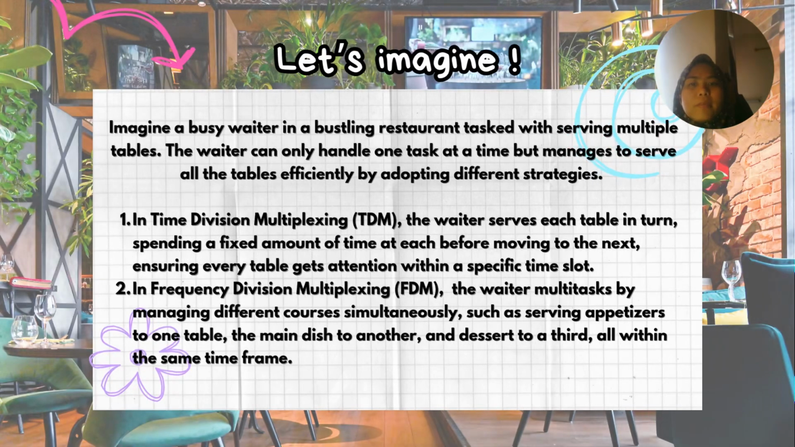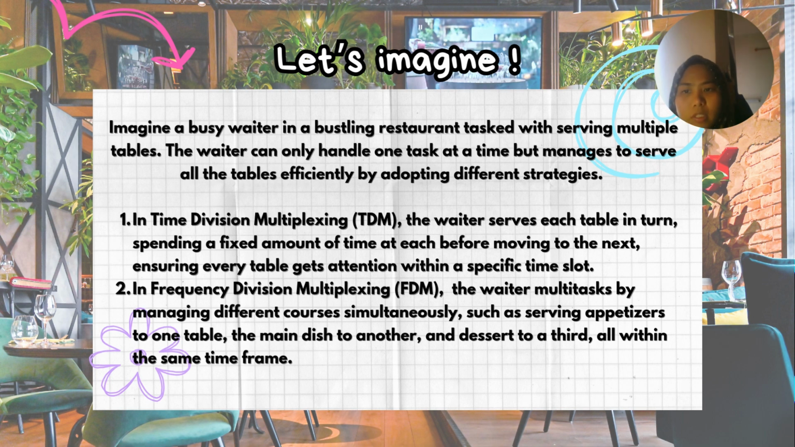Okay, let's imagine. Picture this. A busy waiter in a bustling restaurant. The waiter has to serve multiple tables, but they can only handle one task at a time. So how does the waiter manage to serve everyone efficiently? In time division multiplexing, the waiter uses a strategy where they serve each table one by one. The waiter spends a fixed amount of time at each table before moving to the next. This way, every table gets attention in a specific time slot.